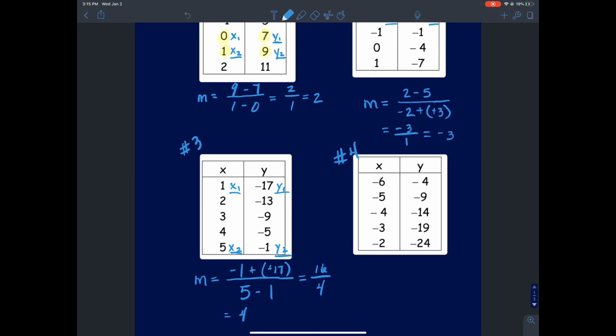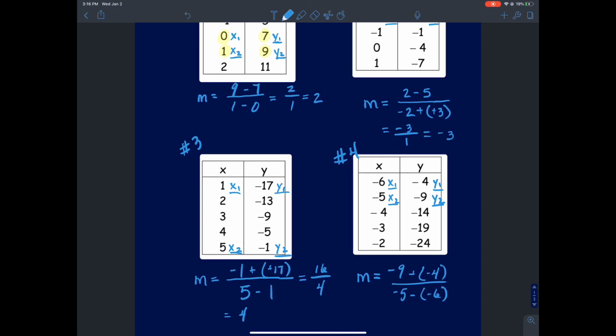You may want to pick the ones you feel most comfortable with. I may stick with the ones up here at the top, but you can certainly pick any of them. Just make sure that you pair them up appropriately. I'm going to let negative 6 be x1, negative 4 be y1, negative 5 is x2, and negative 9 is y2. And if we substitute these values into the slope formula, we get negative 9 minus, in parentheses, negative 4. And then for our x values, we have negative 5 minus negative 6.